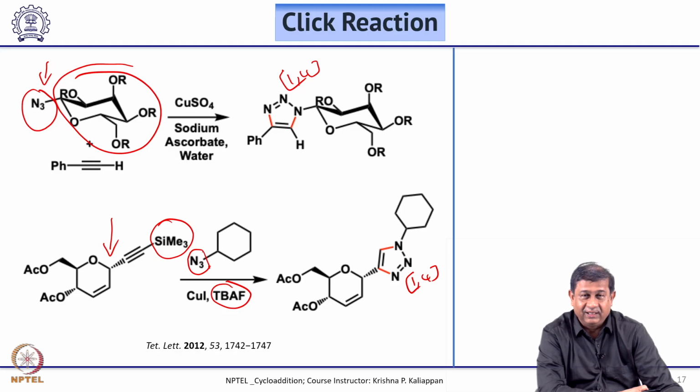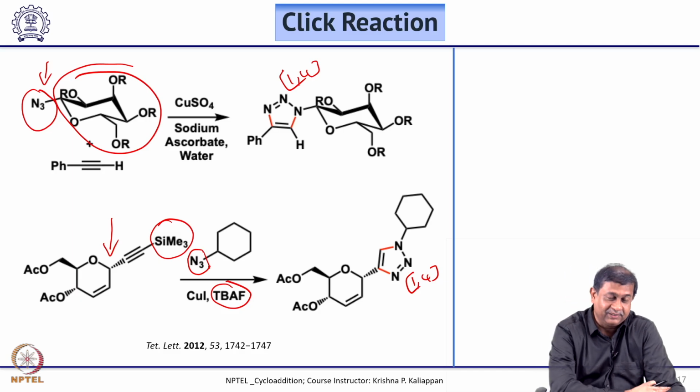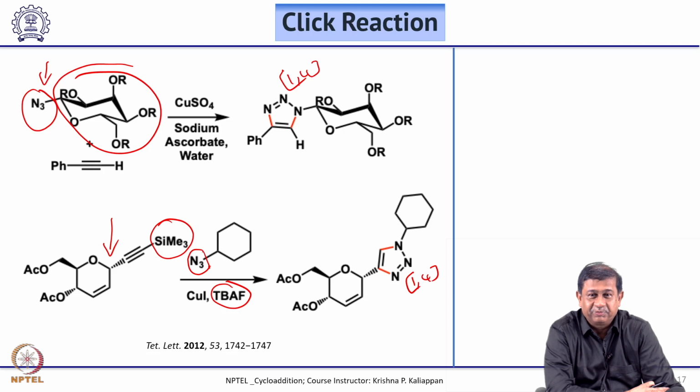Actually, the report by Sharpless on this 1,3-dipolar cycloaddition between alkynes and azides using copper salt actually triggered click chemistry, and the number of publications coming out of 1,3-dipolar cycloaddition increased dramatically. So, that is how he got the second Nobel Prize.